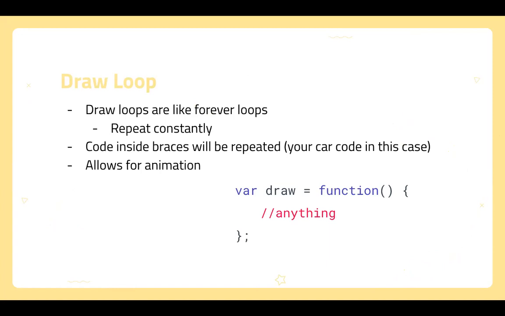So draw loops are like forever loops. Think back to Scratch, where you had a forever loop and you put some code in that and it would go on forever. So if you said forever, say hello, the cat would say hello forever. Or forever, move 10, the Scratch cat would move across the screen. So that's what we're going to do today. Draw loops are like forever loops. They repeat constantly, and code inside the braces will be repeated.